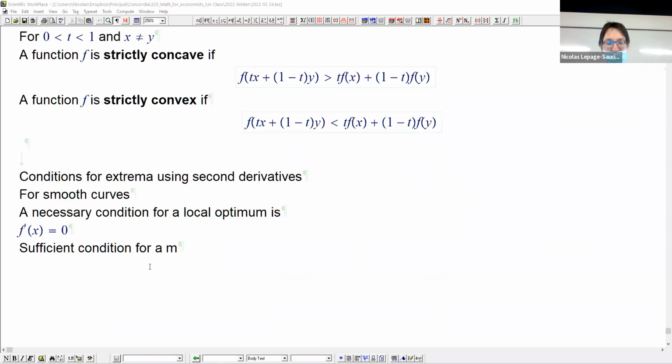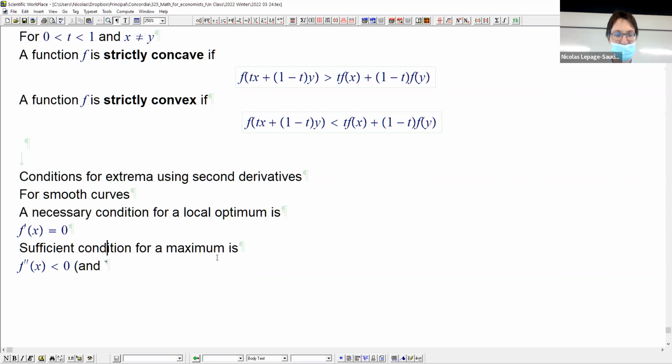All right. And then we see that a sufficient condition for a maximum is that the second order derivative is smaller than 0. Yes. But note the following. This is not sufficient. It has to be combined with that one.